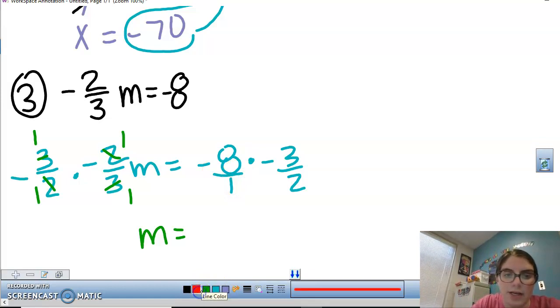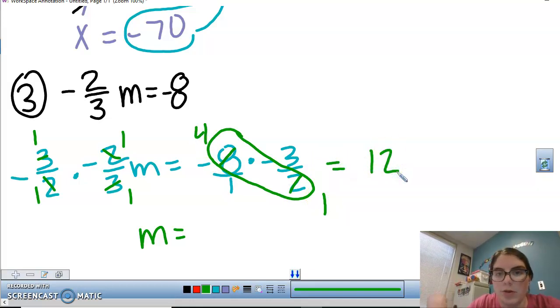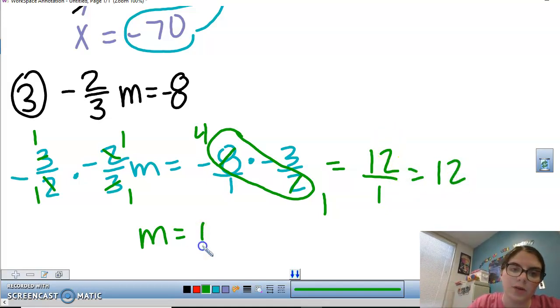So if I'm looking at the 8 and the 2, I know that 2 can go into both of those. So 2 divided by 2 would be 1, 8 divided by 2 would be 4. 4 times 3 would give me 12. 1 times 1 is 1. And I know it's going to be positive. So then I have 12 over 1, which would give me 12. So m would equal 12.